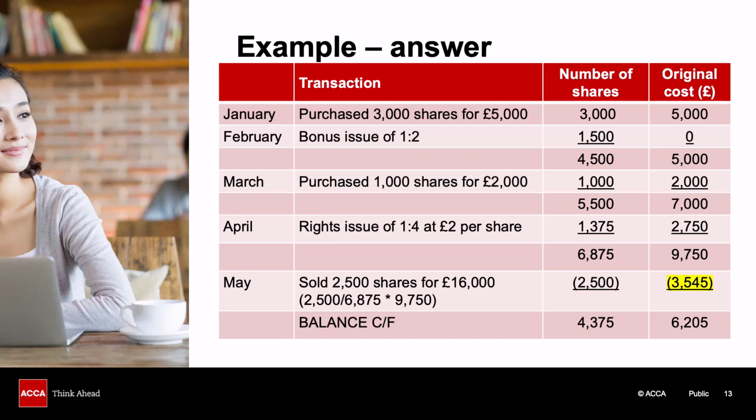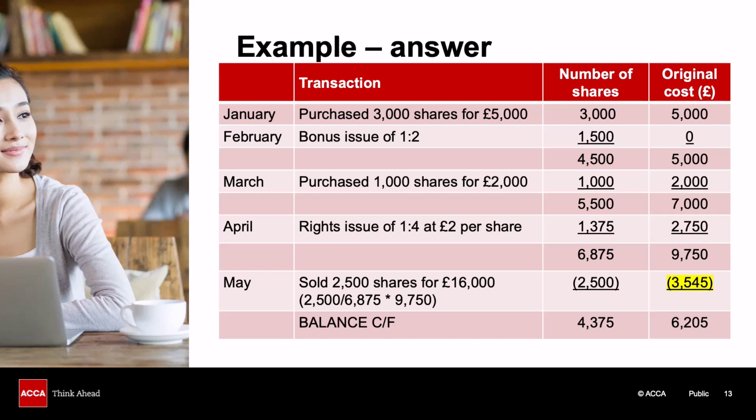Then we get to the point in time when she sells some shares. She sells 2,500 of her 6,875 shares, so that's why we deduct the 2,500. And then we have to work out the cost of those 2,500 shares. For an individual, we're going to take an average of the cost. So how we do that is shown in the working here.